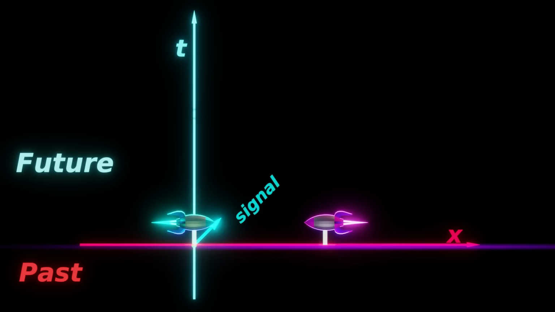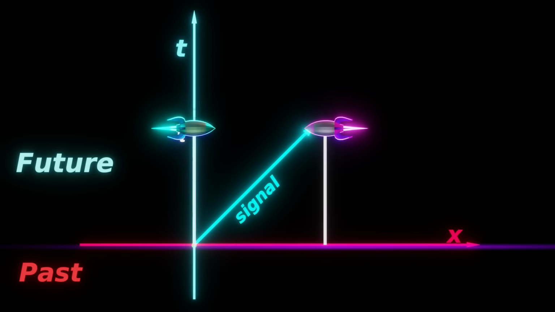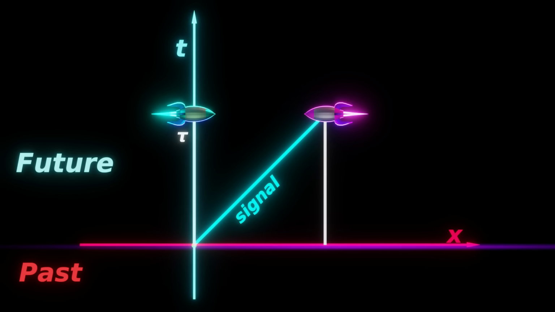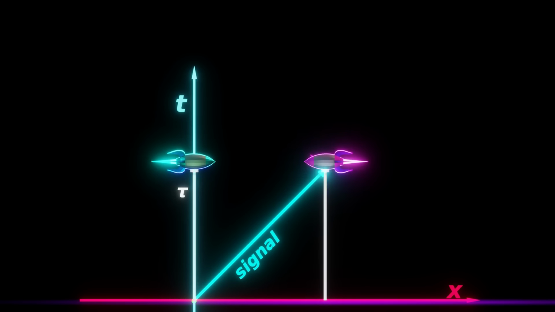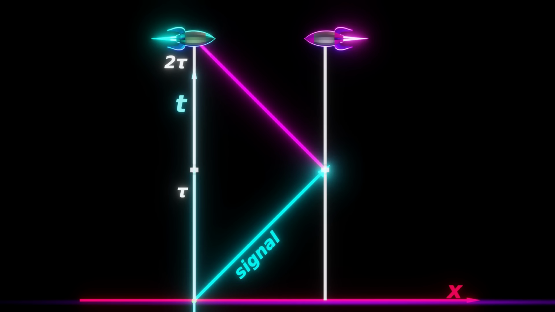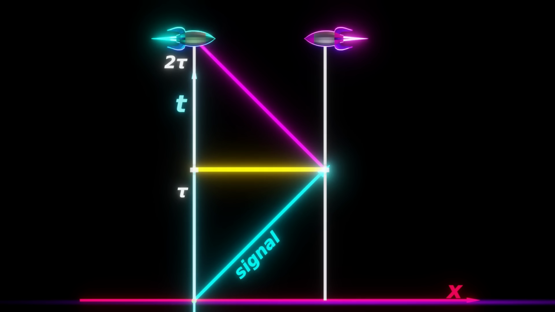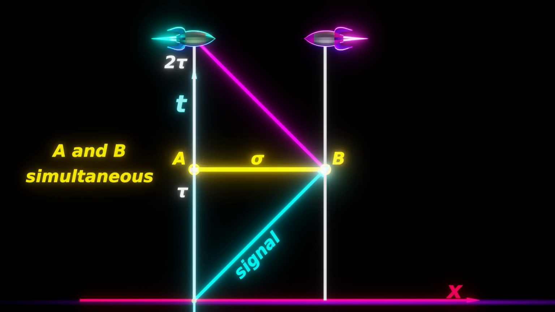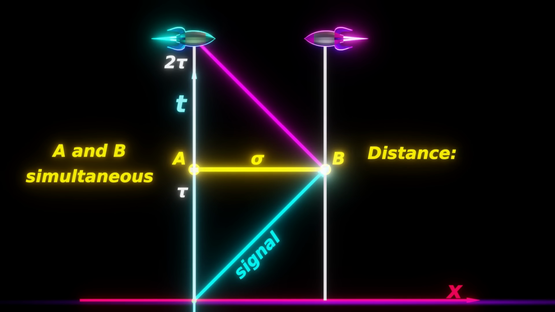The blue rocket on the left sends out a light signal to the purple rocket on the right, which receives it at event B, and immediately sends another light signal back. The blue rocket measures the time of the round trip, 2 times, say tau in this case. Then the blue rocket reasons as follows. Since the light always moves with the same speed c, the distance between the 2 rockets must be c times the time of one-way light signal. And the time of the one-way light signal is assumed to be half the time of the round trip, tau in this case.